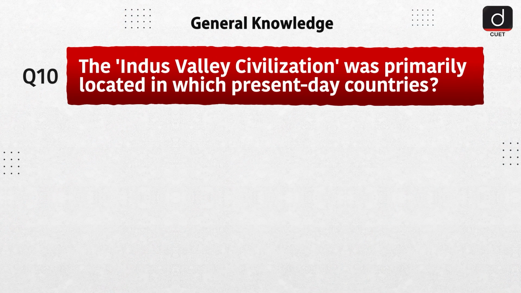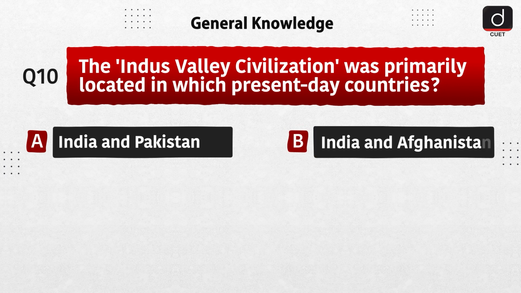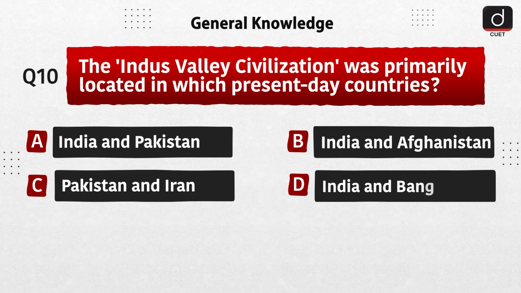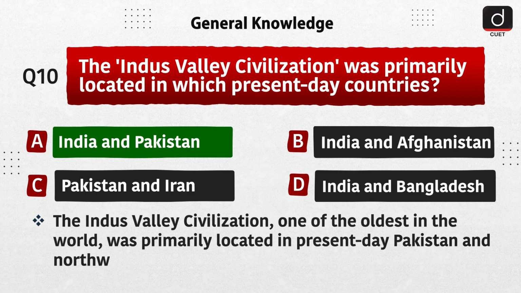Last question is, the Indus Valley Civilization was primarily located in which present-day countries? Option A, India and Pakistan. Option B, India and Afghanistan. Option C, Pakistan and Iran. Option D, India and Bangladesh. The correct answer is option A, India and Pakistan. The Indus Valley Civilization, one of the oldest in the world, was primarily located in present-day Pakistan and northwest India.